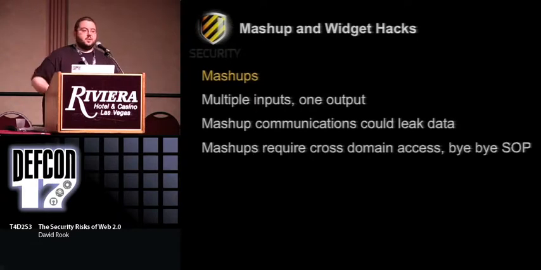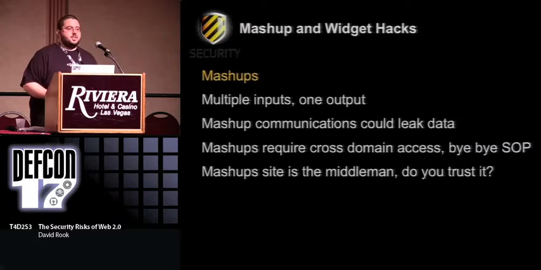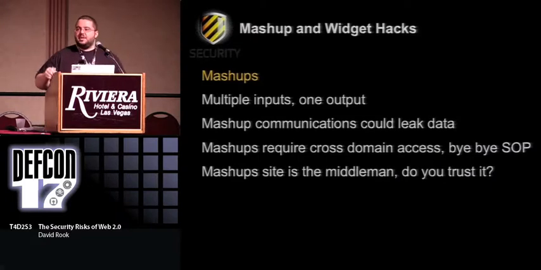And mashups, by their design, have to have that cross-domain access. So again, if we were still relying on same origin policy, it's kind of goodbye to those types of protections anyway now. Ultimately the mashup site is the middleman, and you have to decide, do you trust the mashup site itself? In the example before, I'd probably trust Reuters, I'd probably trust Google Maps, but the output I'm getting is strictly speaking not from either of those. It's coming from the mashup middleman site itself.